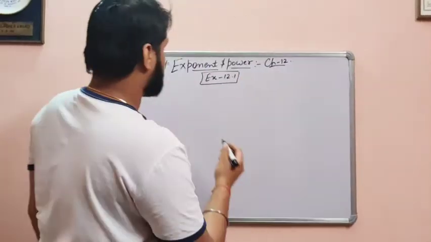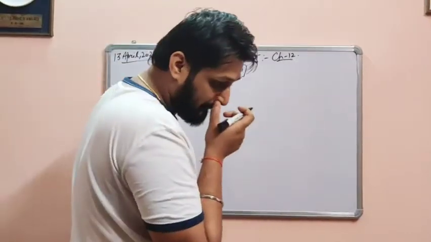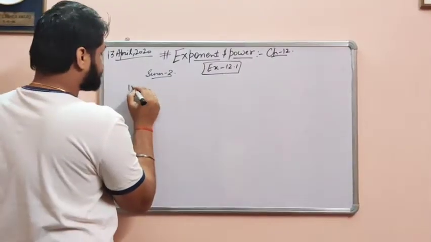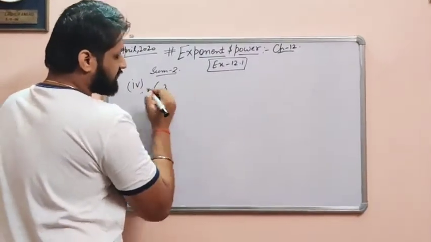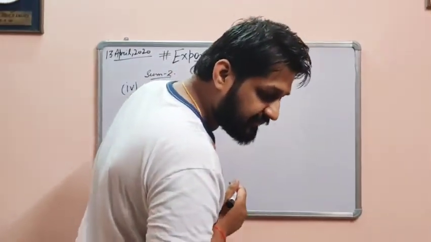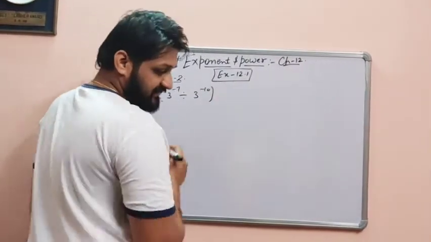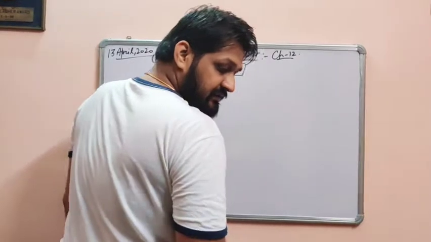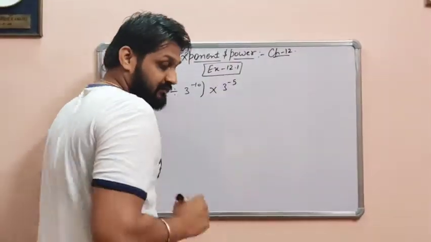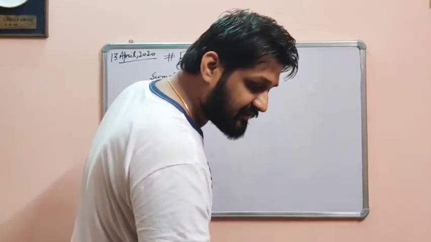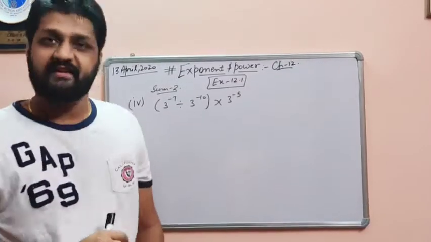Let's do one more question of sum second. That is fourth part. 3 raised to the power minus 7 divided by 3 raised to the power minus 10 multiply 3 raised to the power minus 5. We have to simplify it.